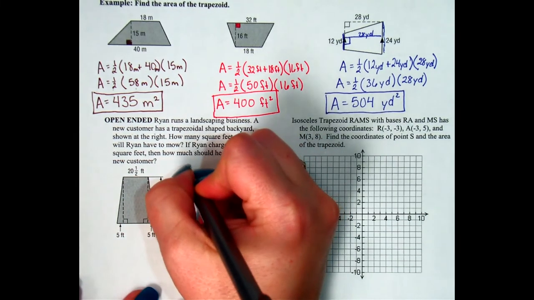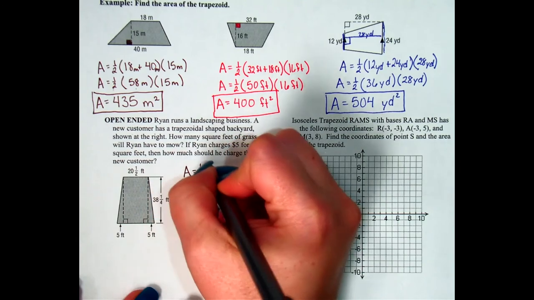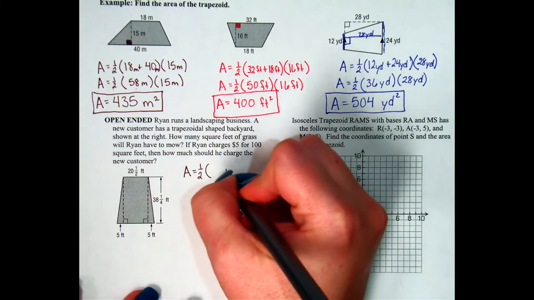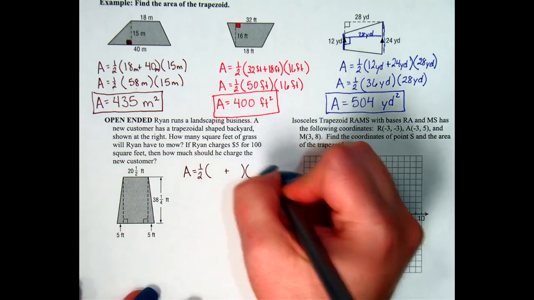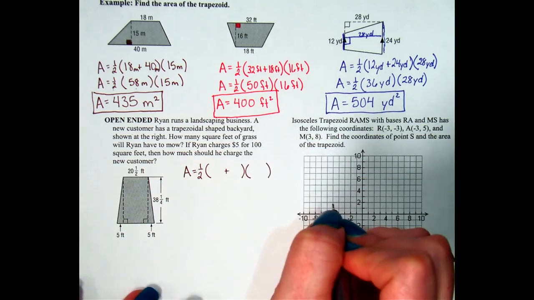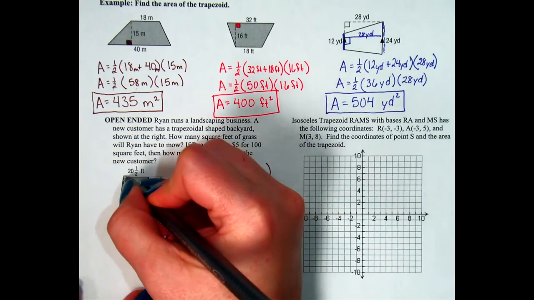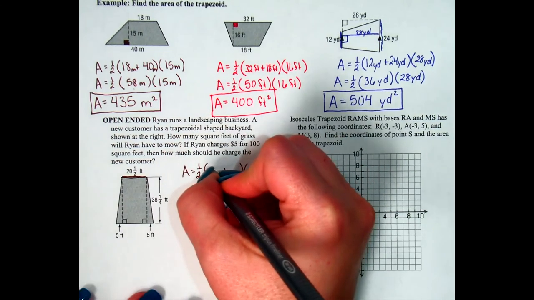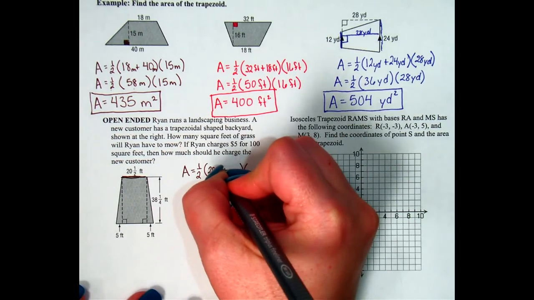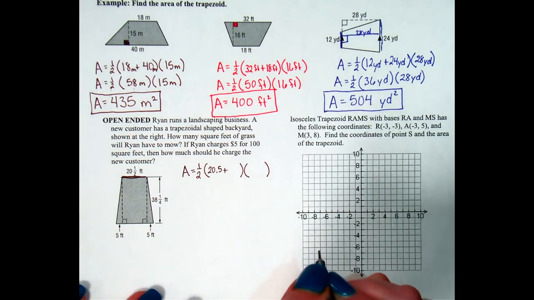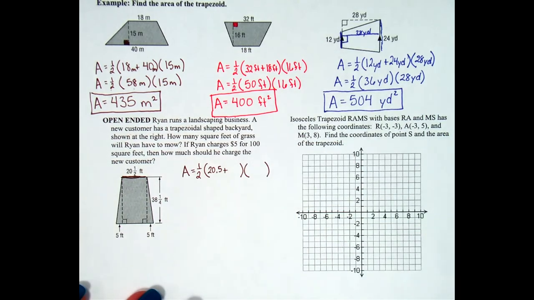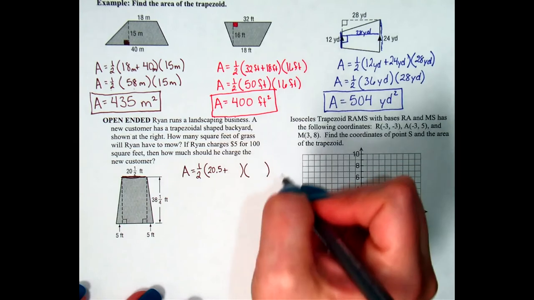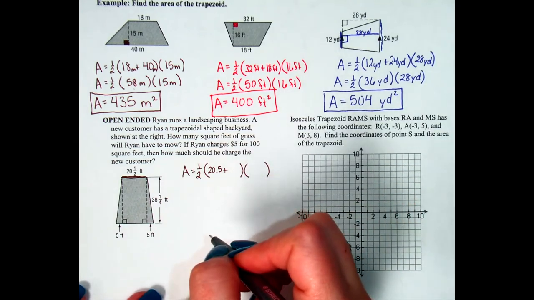Okay, so my area equals 1/2 times my base 1 plus my base 2 times my height. My top base, I'm going to put in as 20.5 feet so I don't have to deal with looking at the fractions. I'm just going to remember it's feet and put that in at the end. Then I'm going to have my bottom base.